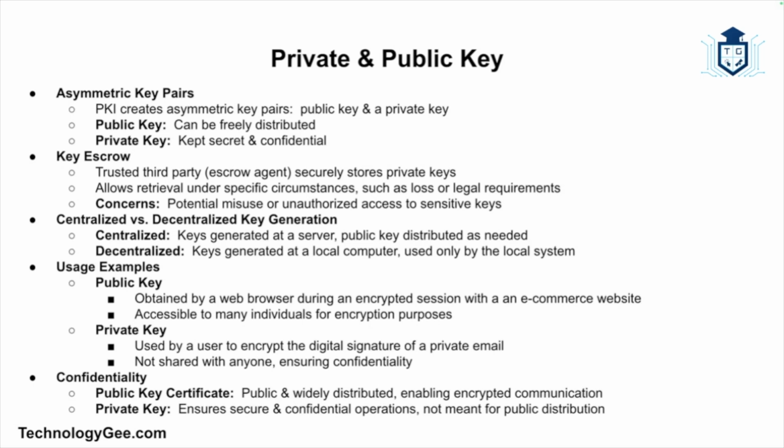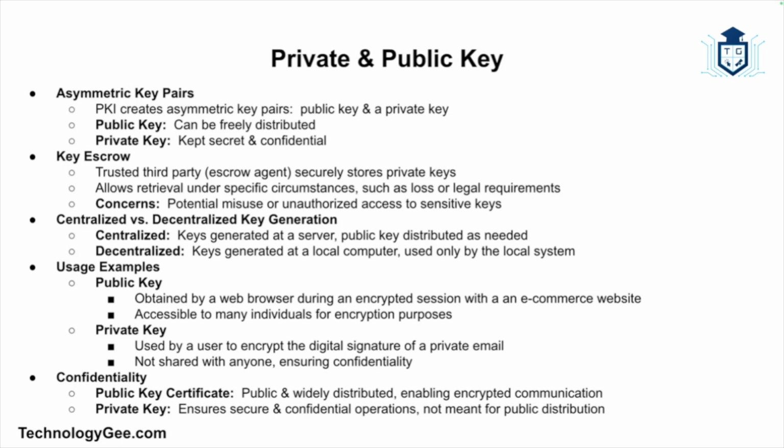In some PKI implementations, a trusted third party, which is also known as an escrow agent, securely stores private keys in what is called a key escrow. This is done to ensure that under specific circumstances, such as when a private key is lost or a legal requirement applies, the key can be retrieved and used by authorized entities. While key escrow serves as a safety net, it also raises concerns about the potential misuse or unauthorized access to sensitive keys.